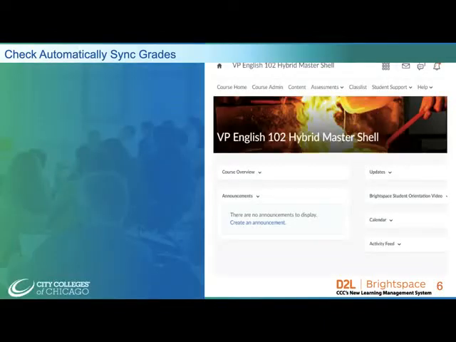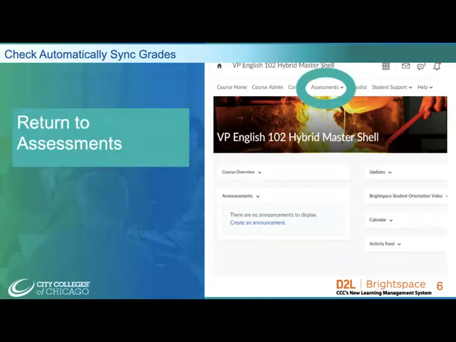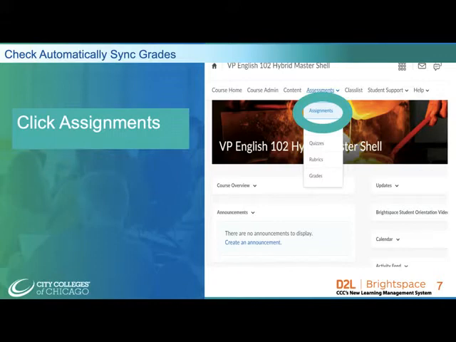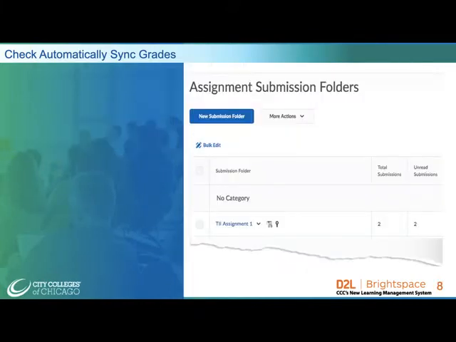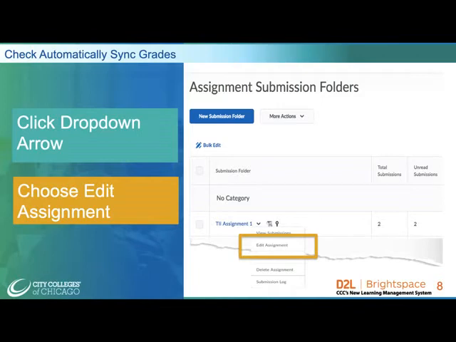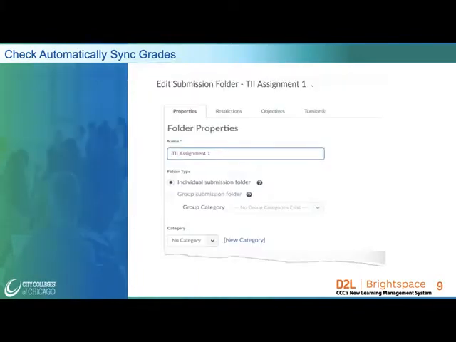Check automatically sync grades. The first step of this workflow is to return to the Assessments drop-down arrow. Once you've revealed the drop-down menu for Assessments, click Assignments. In the Submission Folders area, click the drop-down arrow next to the title of the assignment. The drop-down menu will appear. Then choose Edit Assignment. In the Edit Submission Folder area, click on the Turnitin tab all the way to the right.